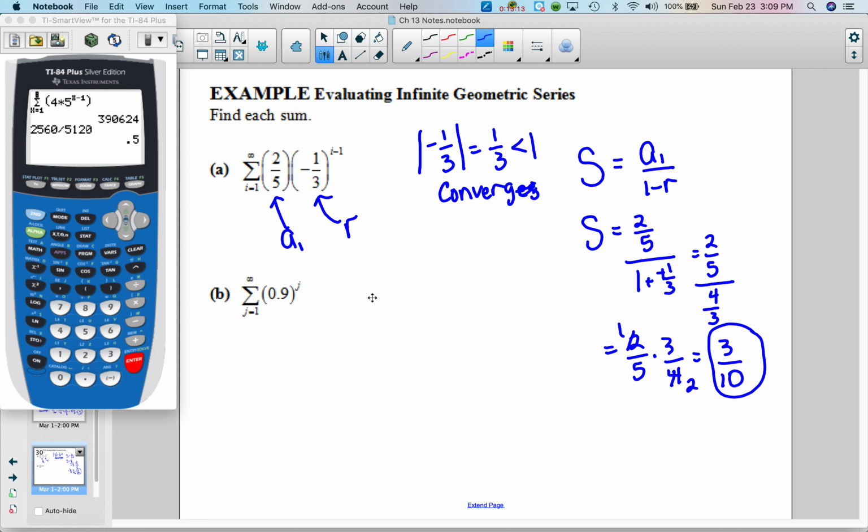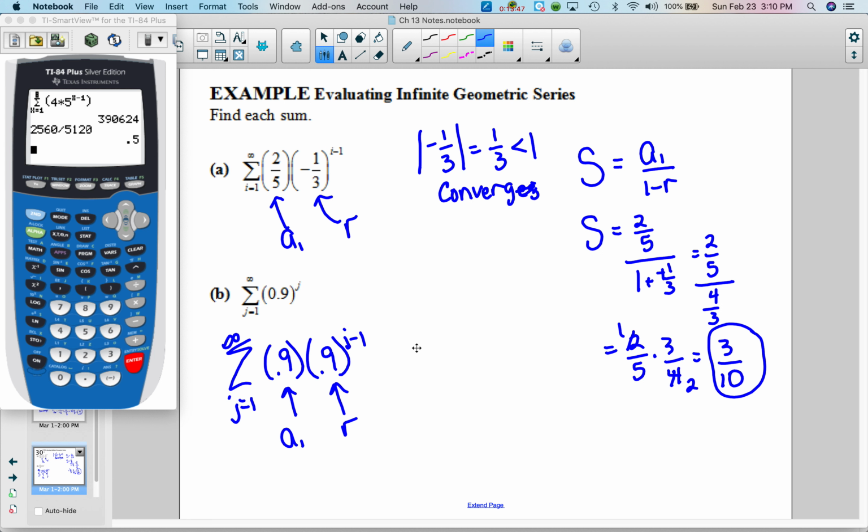Okay, on the next problem, it's set up a little tricky because notice it's not j minus 1. So it's not really set up the right way. So I'm going to rewrite this so I have it in the right format. I'm going to think of it as 0.9 times 0.9 to the j minus 1. Because now I have it in the right setup. It just so happens in this problem that a sub 1 is the same as r. So again, a little tricky in the setup.